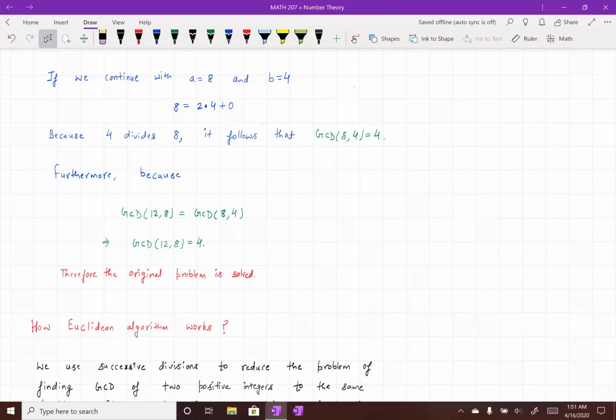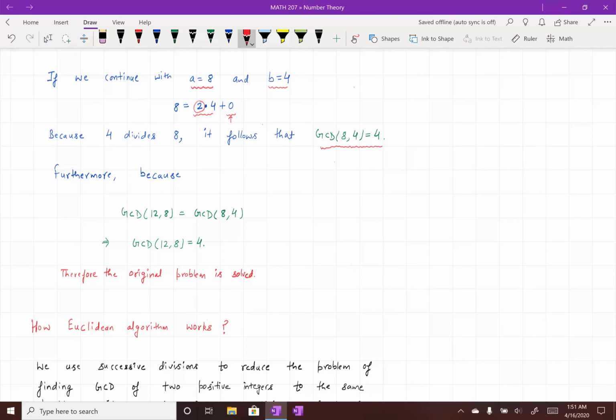Now if we continue the same process with new values of a and b, where a is equal to 8 and b is equal to 4, then since 8 is larger than 4, we can write 8 in terms of 4 as 2 times 4 plus 0. So the quotient is 2 here and the remainder is 0. And because 4 divides 8, it follows that the GCD of 8 and 4 is going to be equal to 4.